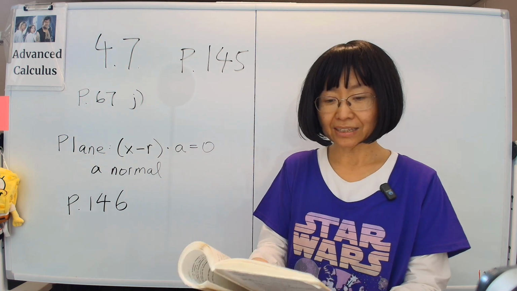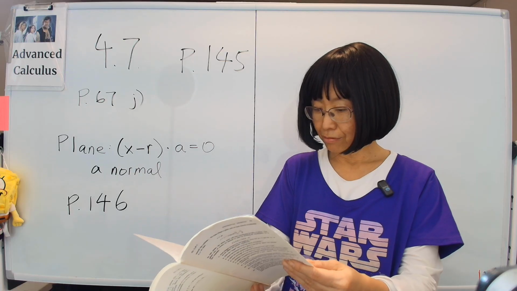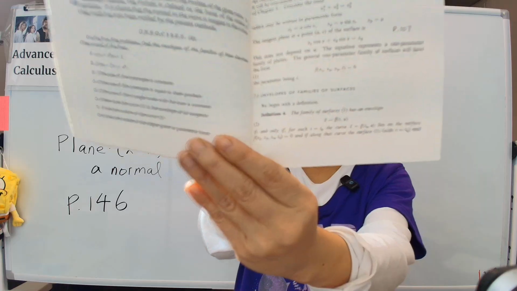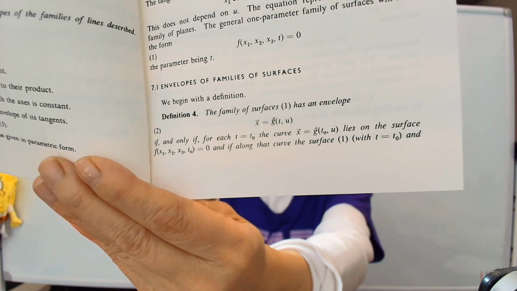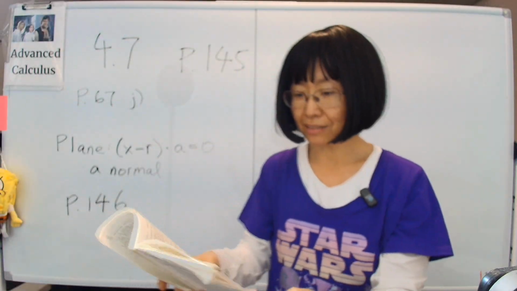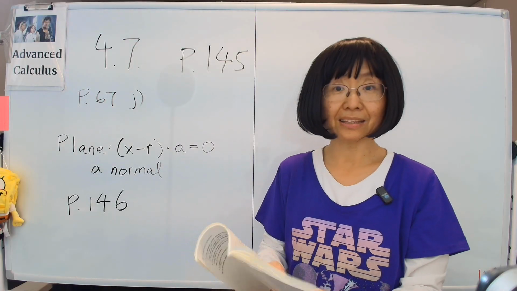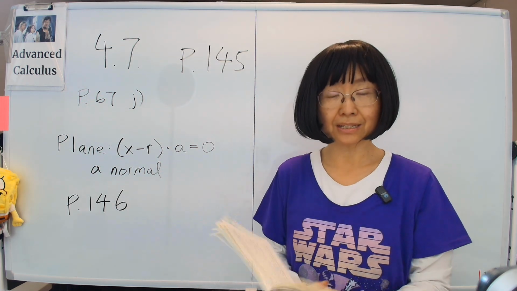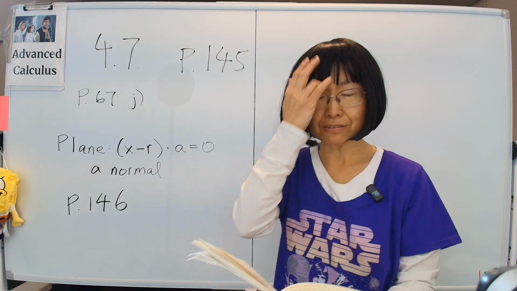What that means is they share that, well, for each t equal to t0, I'm looking at definition 4 on the previous page, where it says that for each t equal to t0, the curve x equal to g(t0, u) lies on the surface of f. Okay, and so that's the same as condition 4. You plug it in, and it works out to equal 0.